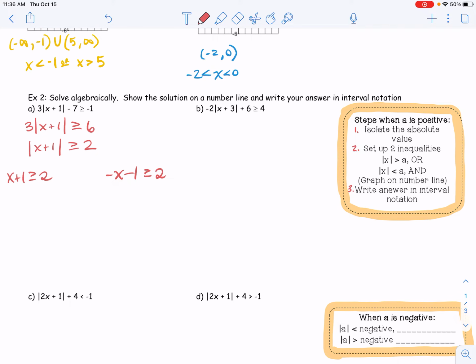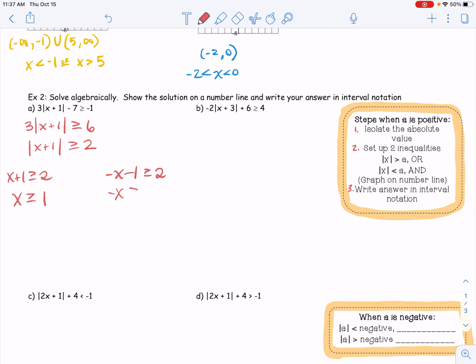And so now I solve. Over here, I'm solving for x. I get x is greater than or equal to 1 by simply subtracting the 1. Over here, I need to add the 1, so I get negative x is greater than or equal to 3, but I don't want negative x, I want x by itself. Remember with inequalities, when you divide or multiply by a negative number, your sign will flip. So when I divide by this negative 1, I'm going to get x is less than or equal to negative 3. So these are my two inequalities.